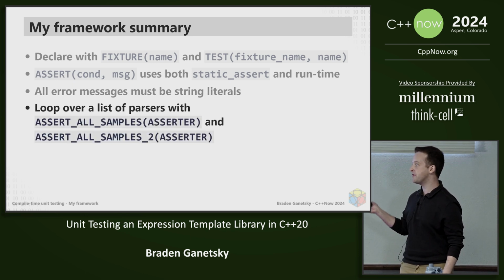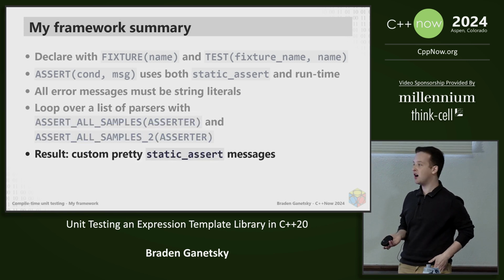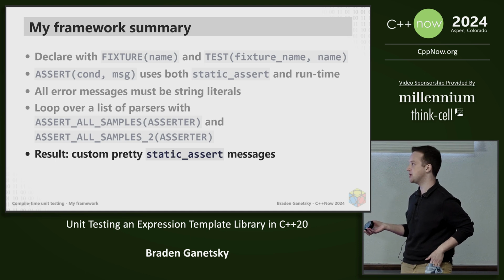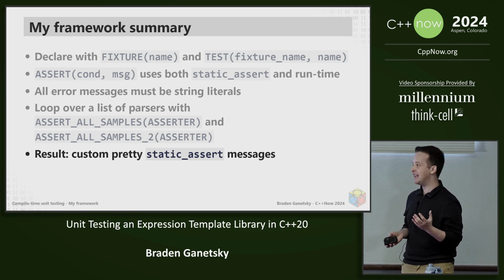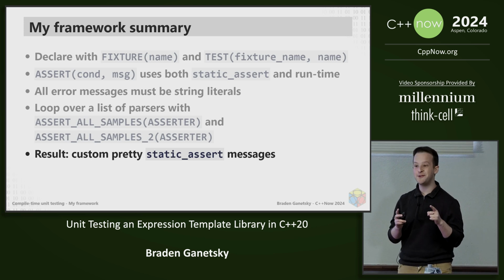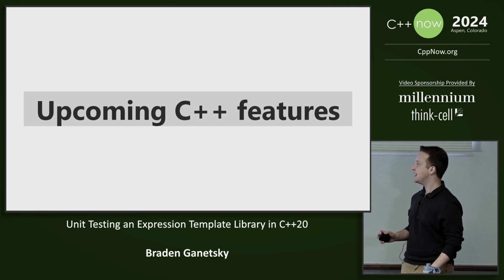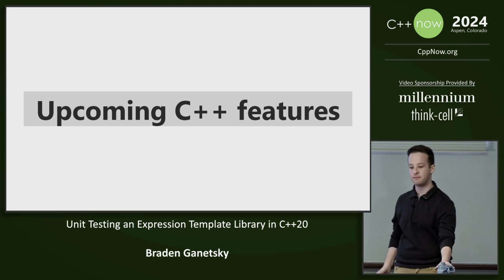If you want to loop over a list of parsers, I have a unary and a binary version of these things. And the result is that I get custom error messages that are as pretty as I want them to be, and they are static assert error messages. So as much of a hack as this feels, it has actually really helped me in my development process before I understood that I could just do it the snitch way, and it would probably make things easier. But if I wanted to continue doing things my own way, here's some upcoming C++ features that might help me to do that. I'll take a sip of water before I get into that.